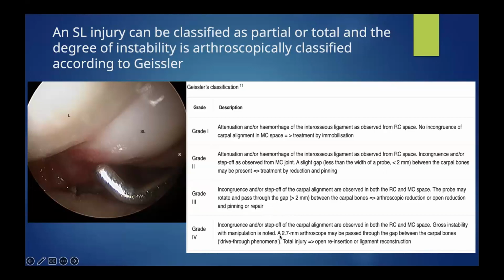And grade 4 is the drive-through phenomenon, which is seen where the 2.7 mm arthroscope passes through the gap, and there is gross instability, and it is indicated to do an open reattachment of the ligament or ligament reconstruction.